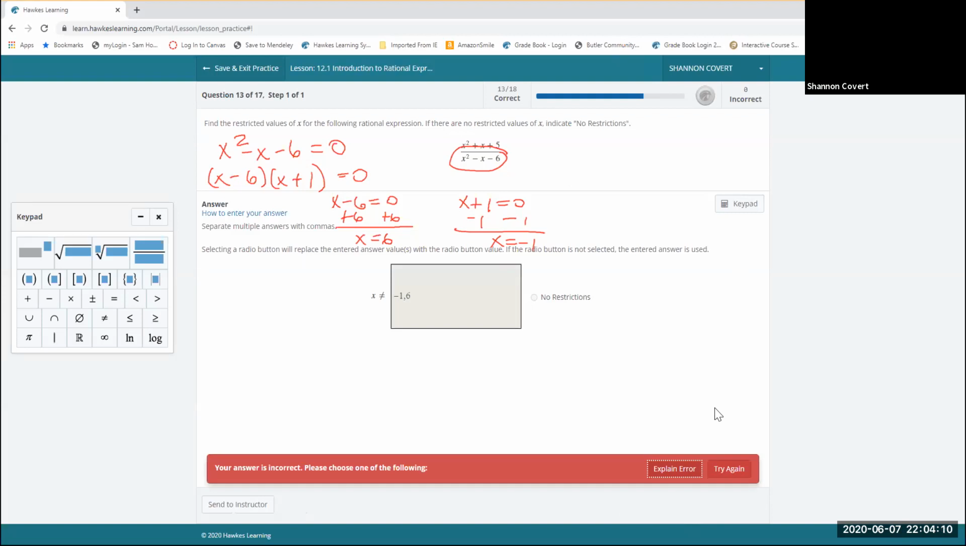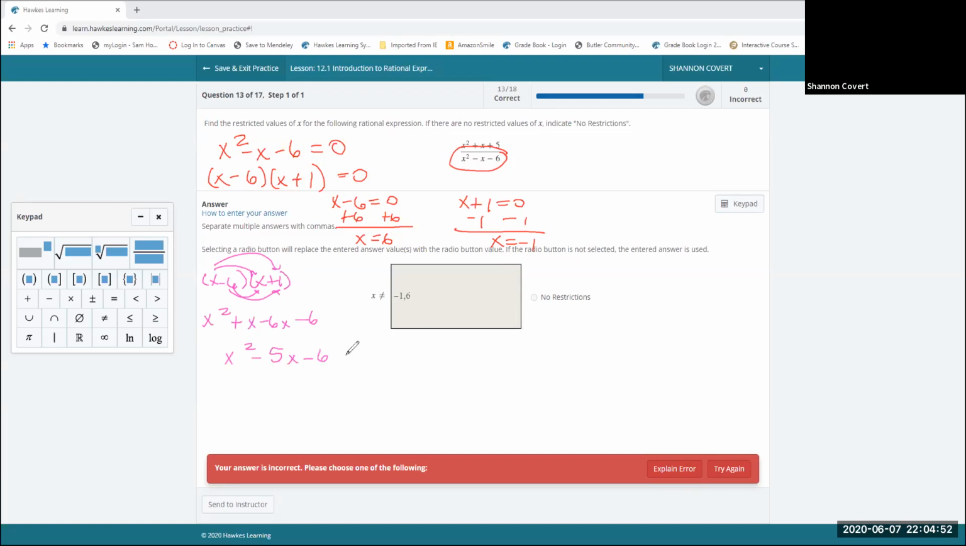I did something wrong. So let's go back and look and see what happened. Well, it had to have been in my factoring. How do we check to see if we've made a mistake in our factoring? We multiply it out. What happens when I take x minus 6 times x plus 1? I get x squared plus x minus 6x minus 6, which is x squared minus 5x minus 6. So that's what I did wrong.